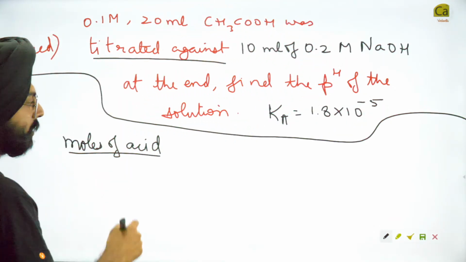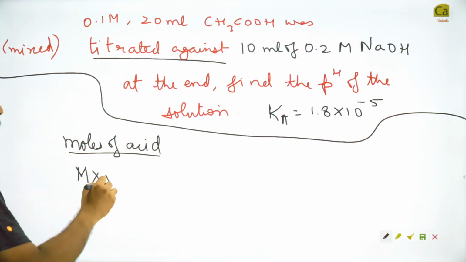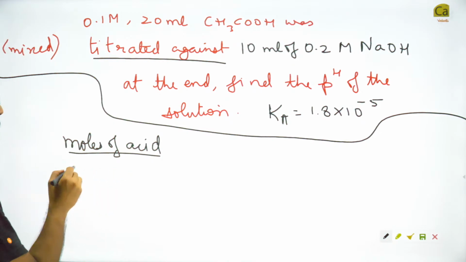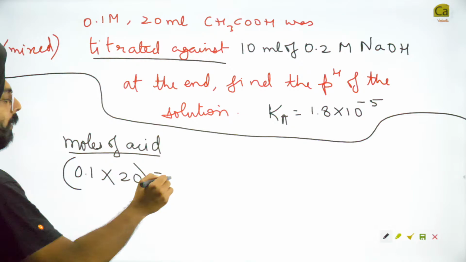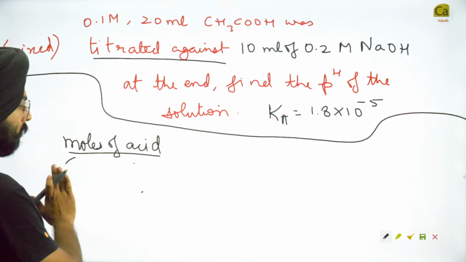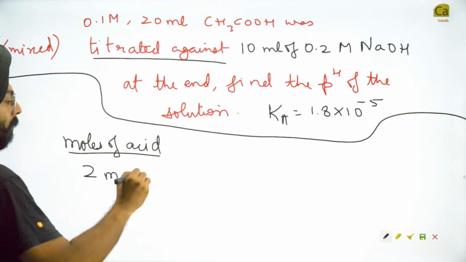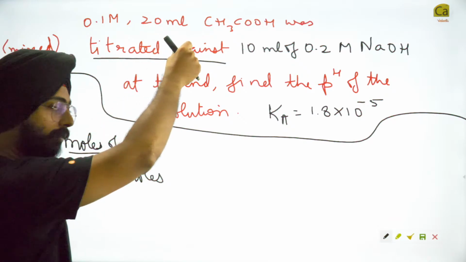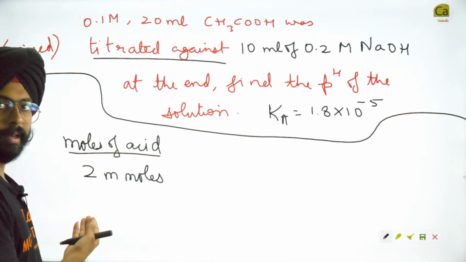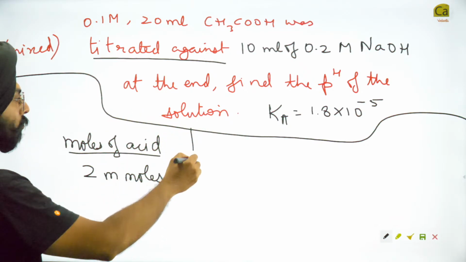So how many moles of acid do we have in the beginning? Moles are equal to molarity into volume. What molarity is given? 0.1. What's the volume? 20. How much does that come to? 2 millimoles. I'm writing millimoles over here because this is milliliters. If this was liters, then this would be moles. So, molarity into milliliters gives you millimoles. So, this is the number of moles of acid.